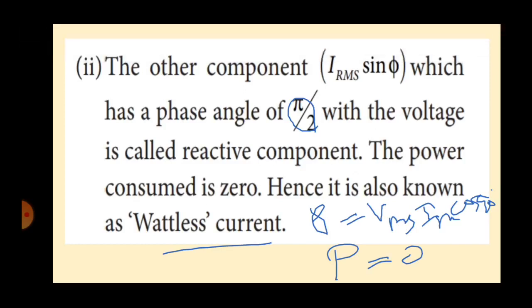Then the current in an alternating current circuit is said to be wattless current. This wattless current happens in a purely inductive and purely capacitive circuit. Why? What is the phase angle for an inductor? Minus pi by 2. For a capacitor, plus pi by 2. So cos 90 is 0. So in a purely inductive or purely capacitive circuit, the value of wattless current power is 0.